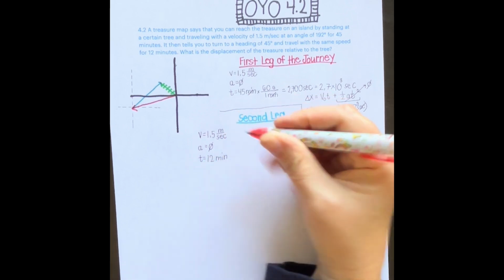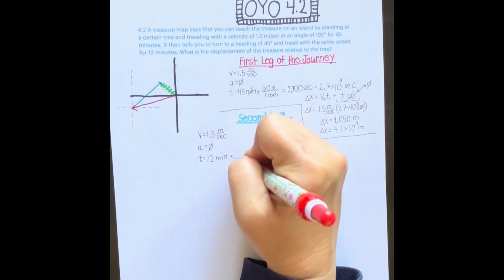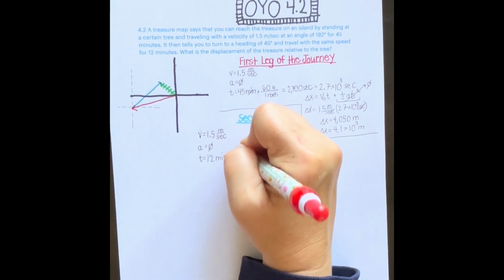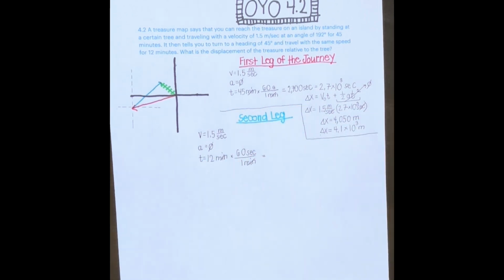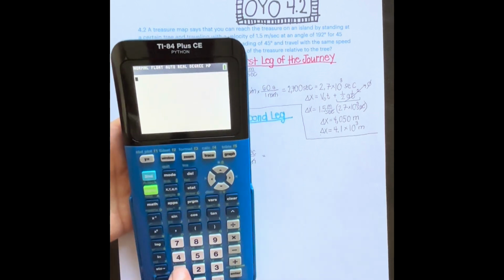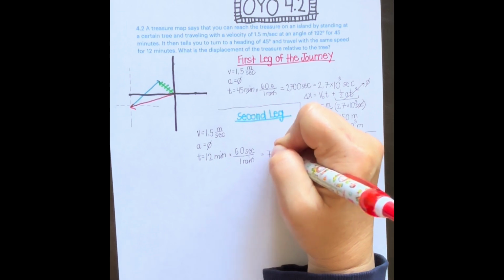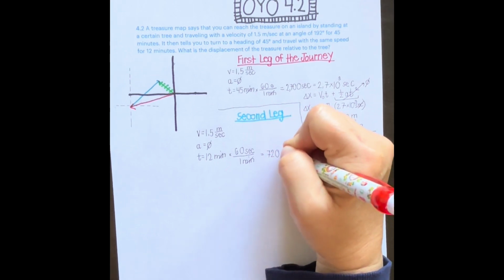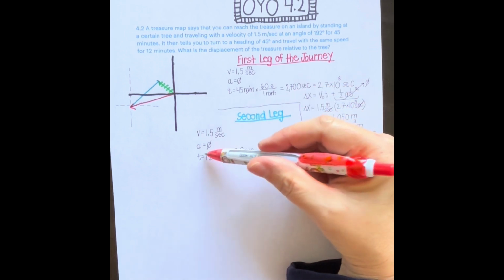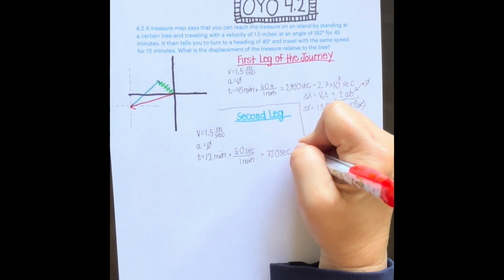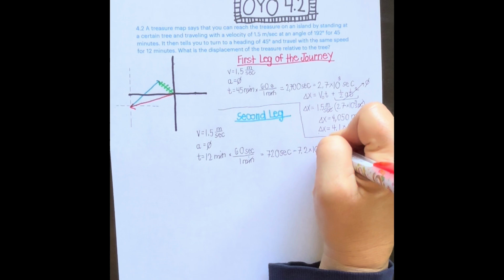Once again, we should realize minutes and seconds we have to convert. Okay, and the minutes will cancel out. Let's get our calculator and say 12 times 60 equals 720 seconds. We can only have two significant figures, so that equals 7.2 times 10 to the 2 seconds.